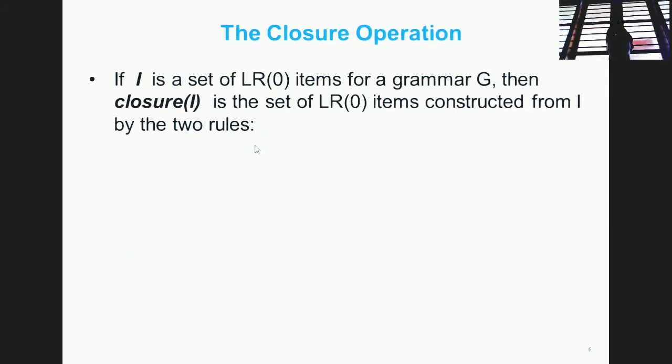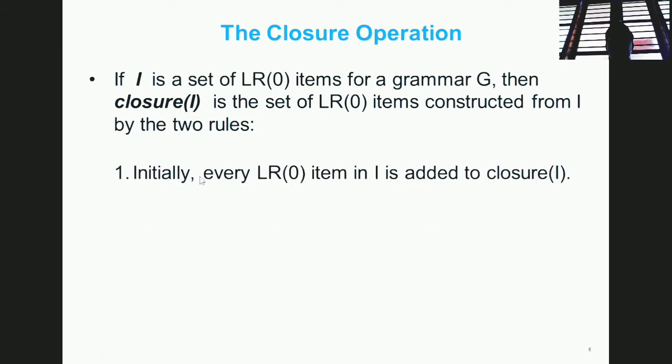So let me define what is the closure operation. If I is a set of LR(0) items for the given grammar, then the closure of I is a set of LR(0) items constructed from I by two rules. What are those two rules? If I is an item set of the grammar G, then I'm supposed to find the closure of I. Initially, every LR(0) item in I is added to the closure of I.